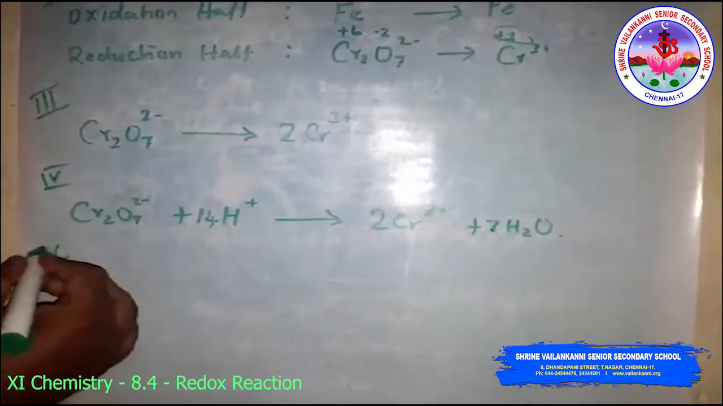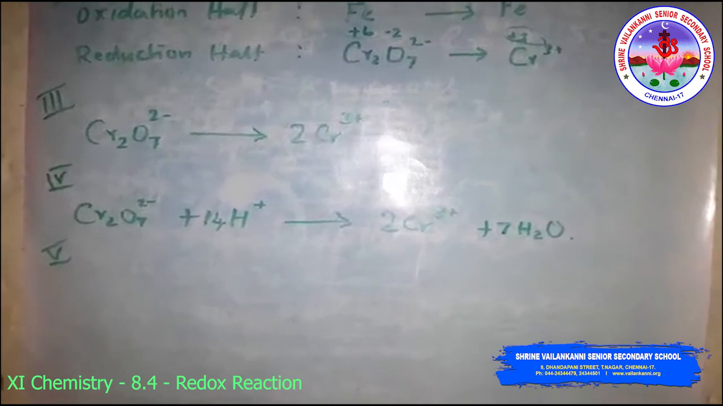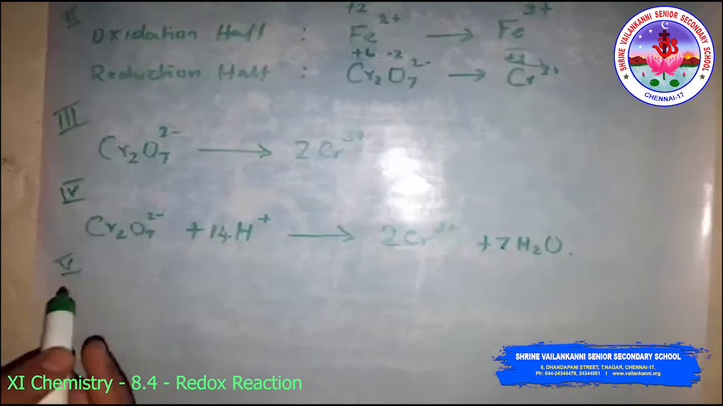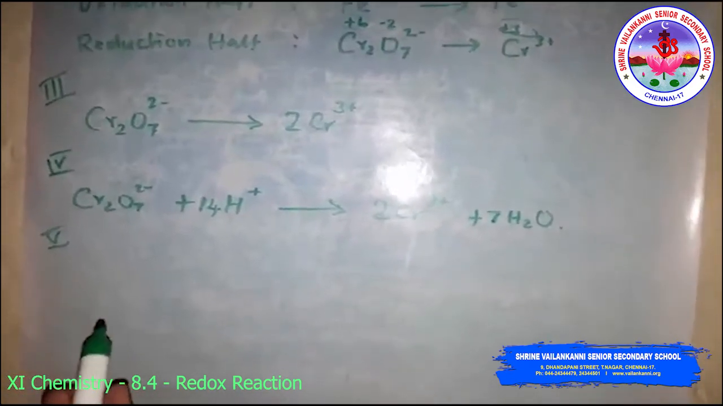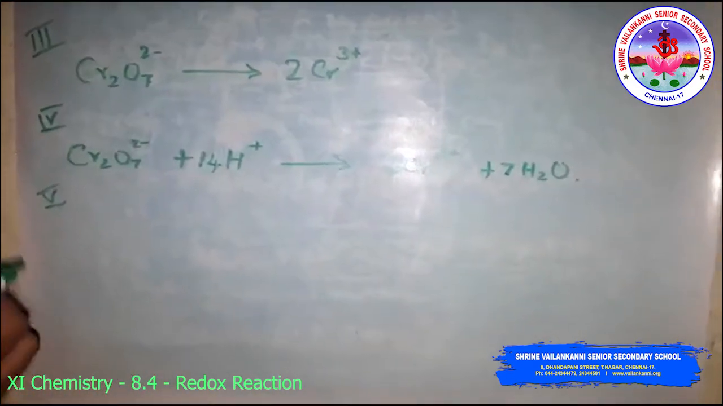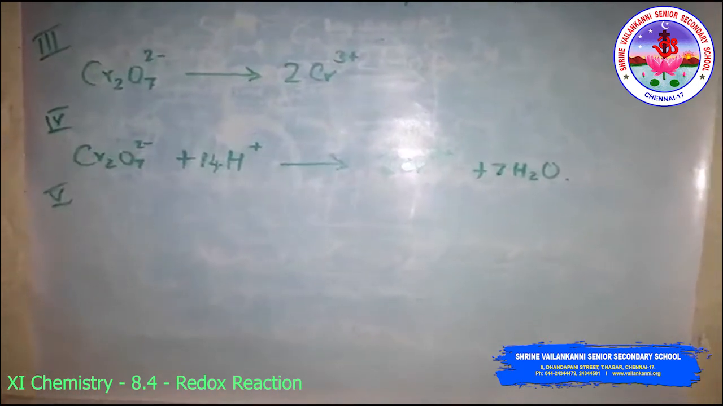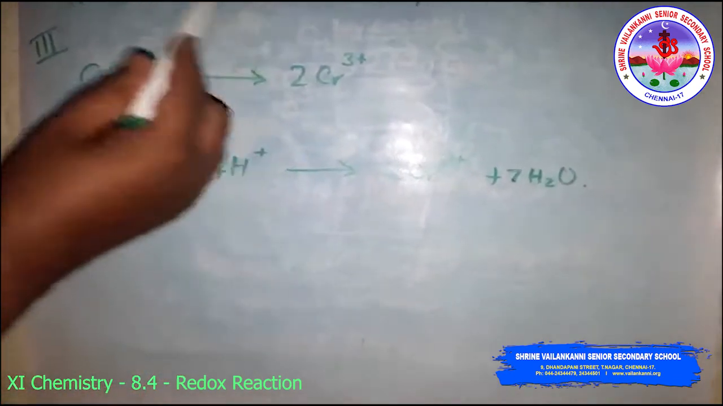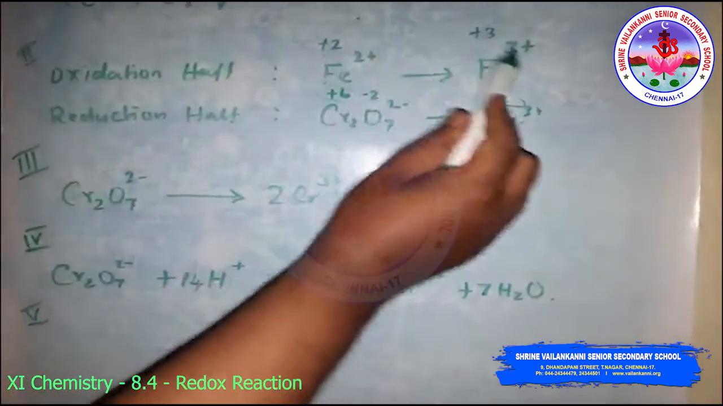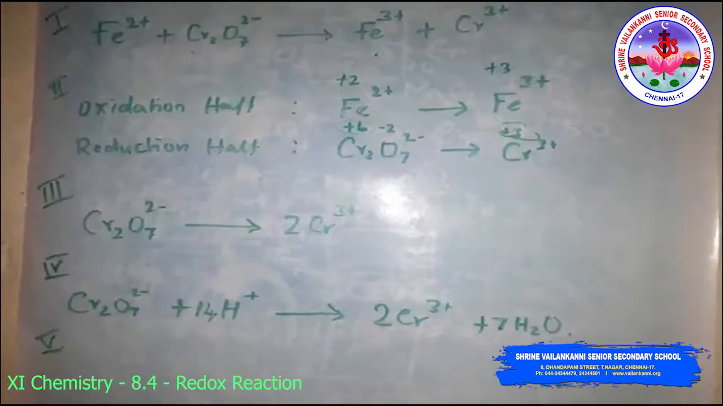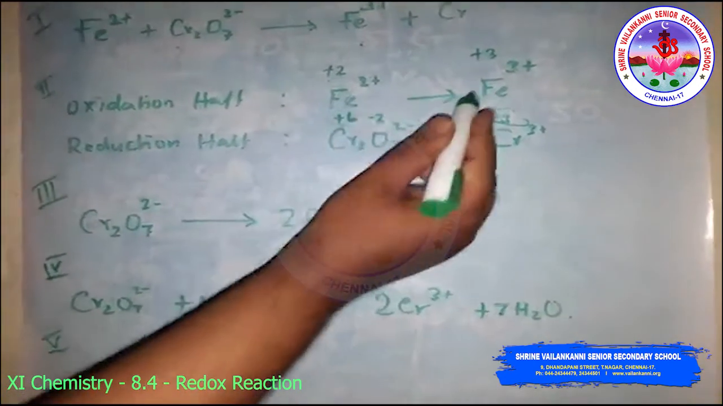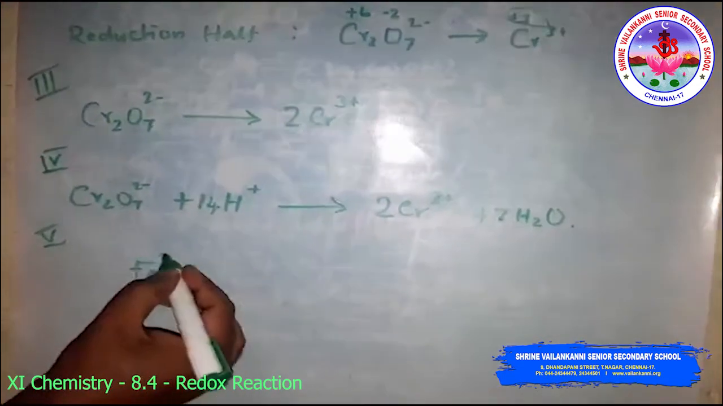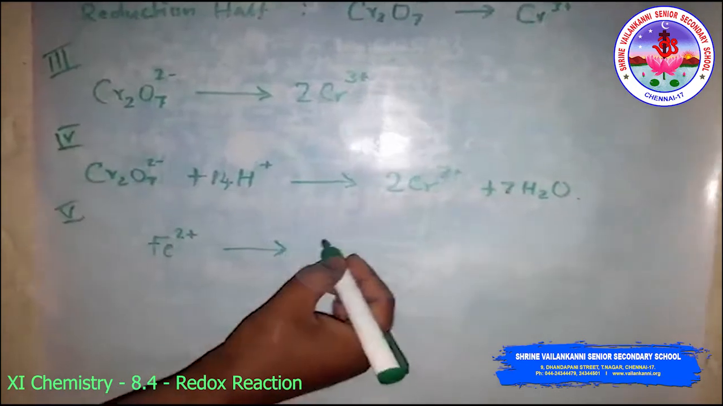Then the fifth step is: add electrons to one side of the half reaction to balance the charges. If needed, make the number of electrons equal in the half reactions by multiplying one or both half reactions in the appropriate manner. See, already in the oxidation half cell, the electrons, we can rewrite Fe2 plus to Fe3 plus. So we just have to rewrite the equation. Fe2 plus gives Fe3 plus.